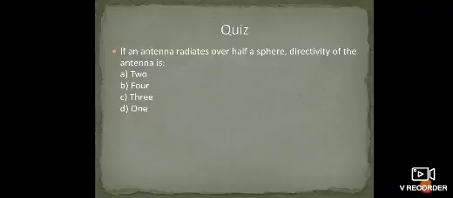That means if an antenna radiates over half a sphere, what is the directivity of the antenna: 2, 4, 3 or 1? The answer is 2. The directivity of the antenna means it flows in two directions, so two ways it has some area to be covered by the antenna.